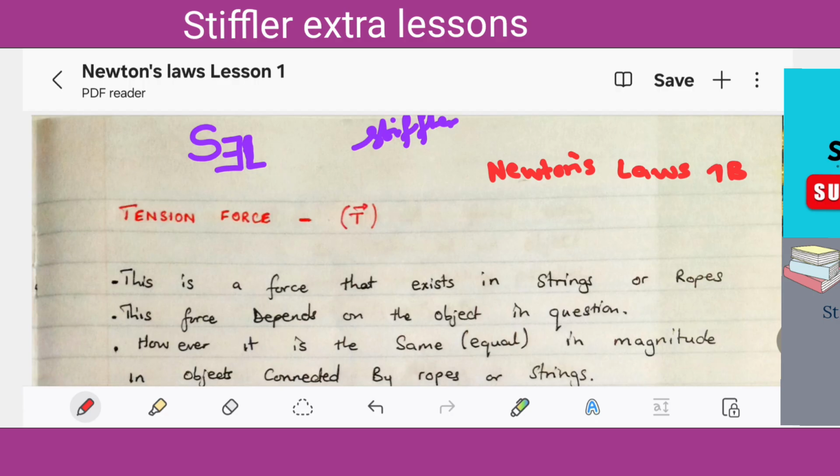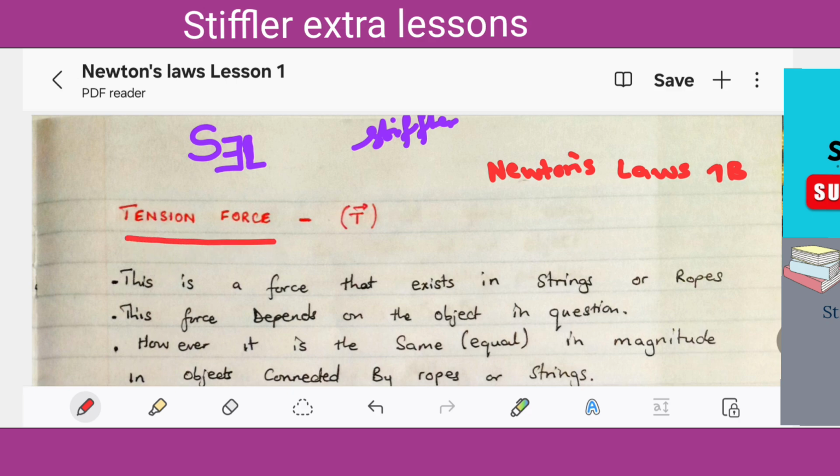So let's finish off Newton's laws. We cut the previous video short because of the length, so let's just finish off where we left. I was still explaining the types of forces and what you need to know to master Newton's laws. Now we are on tension, so let's talk about the tension force.